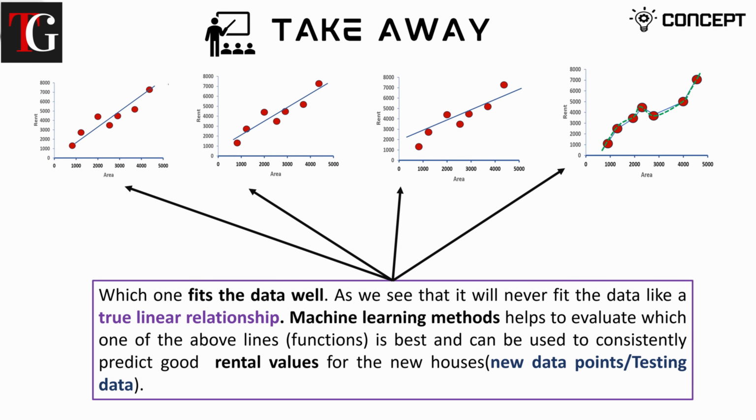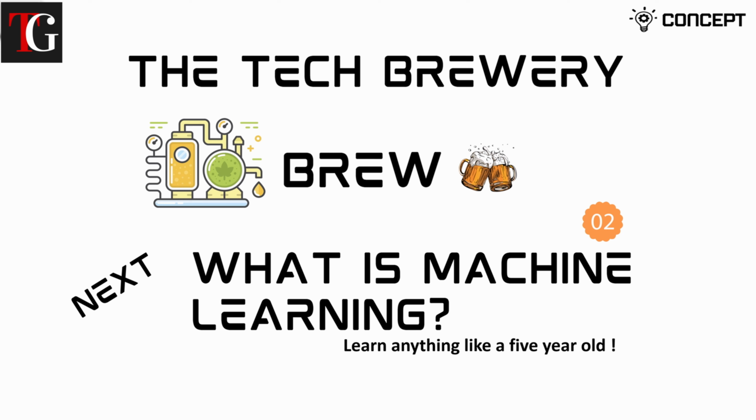Which one fits the data well? As we see, it will never fit the data like a true linear relationship. Machine learning methods help to evaluate which one of the above functions is best and can be used to consistently predict good rental values for the new houses, which are represented by new blue data points or testing data. If you want to understand which of these lines or mathematical functions helps to predict the value of the new data points, then please watch part two of this video.